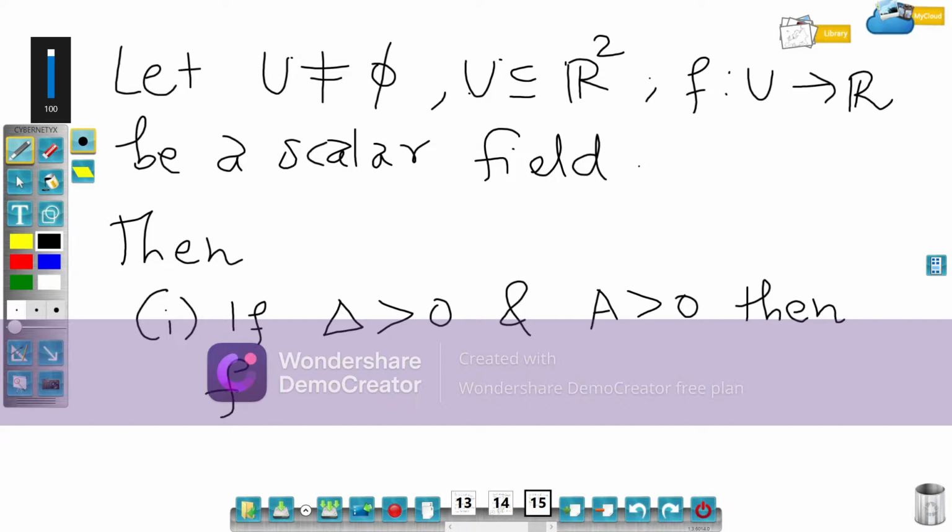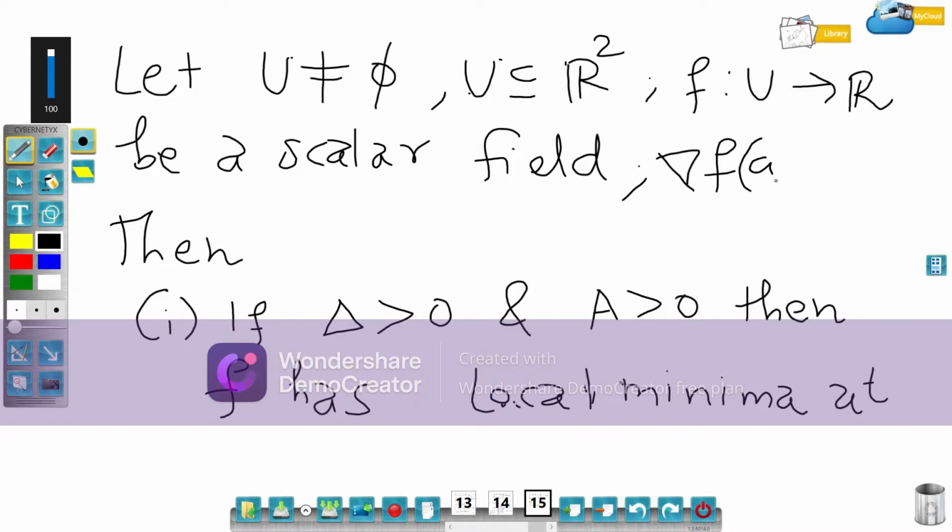f has a local minima, also I should say that the gradient of f at (a, b) is equal to 0. Then f has a local minima at (a, b).